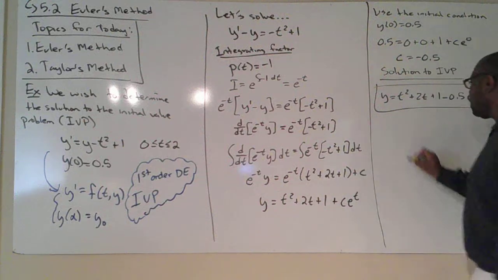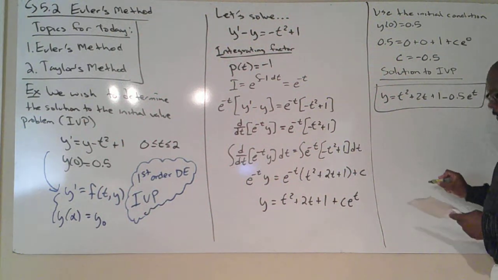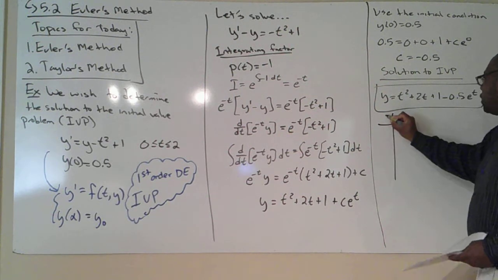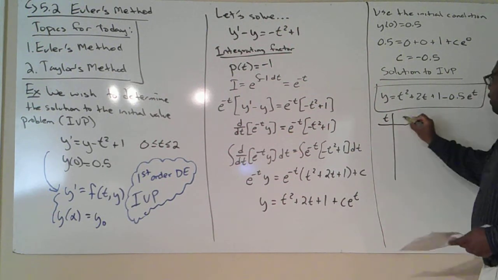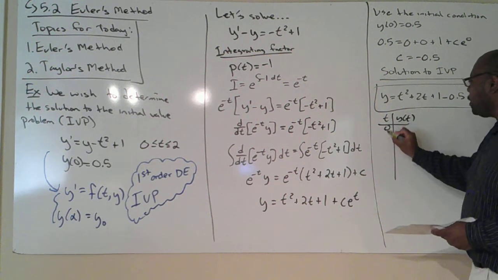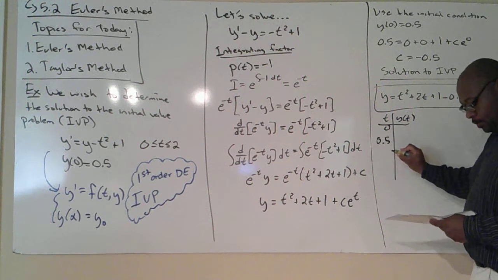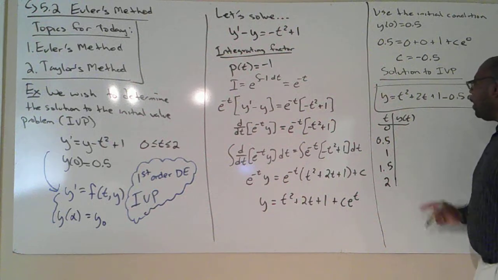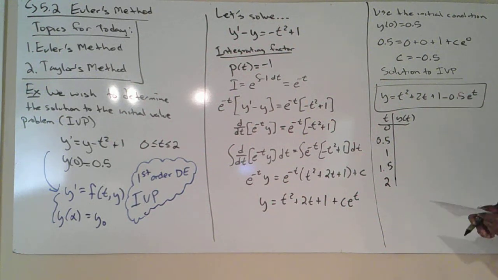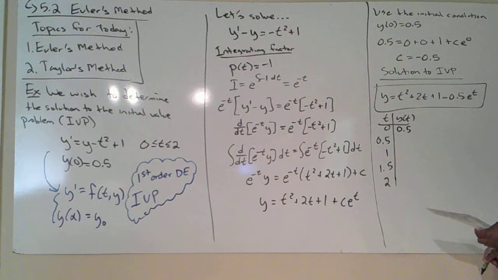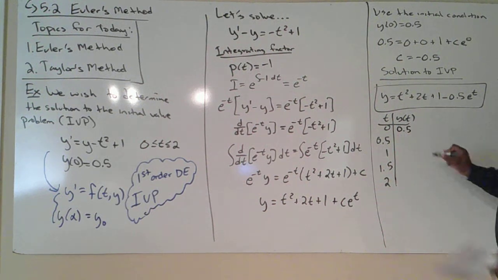I don't remember what the solution looks like, but if I wanted to, I could plot the value by just using a graph, right? I could make a little table. So I have t here, I have y of t. And this is just me plotting 0, 0.5, 1, 1.5, and 2, right? And I can plug 0 into this function. Plug 0 into the function, I get 0.5. If I plug 0.5 into the function, I get 1.43.